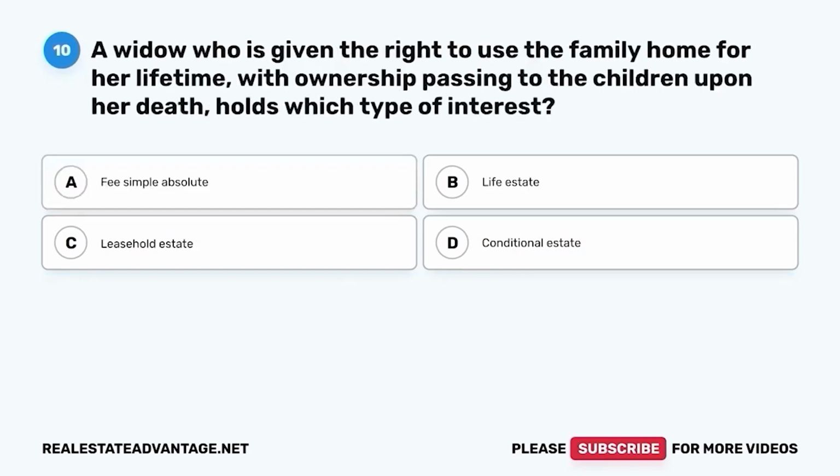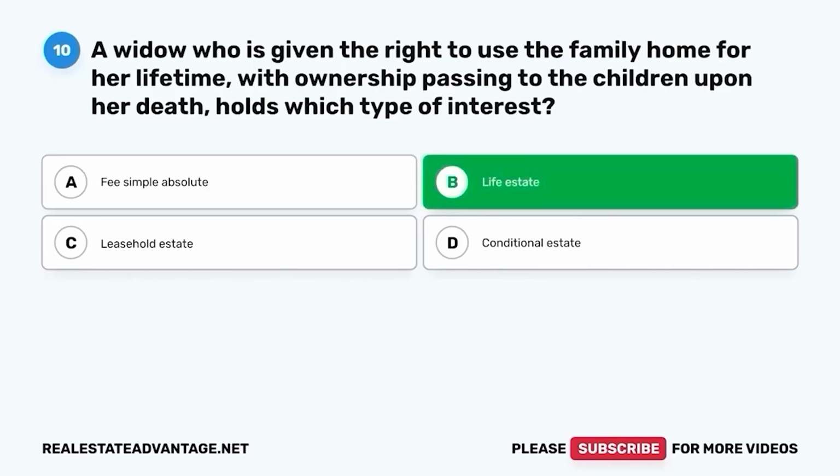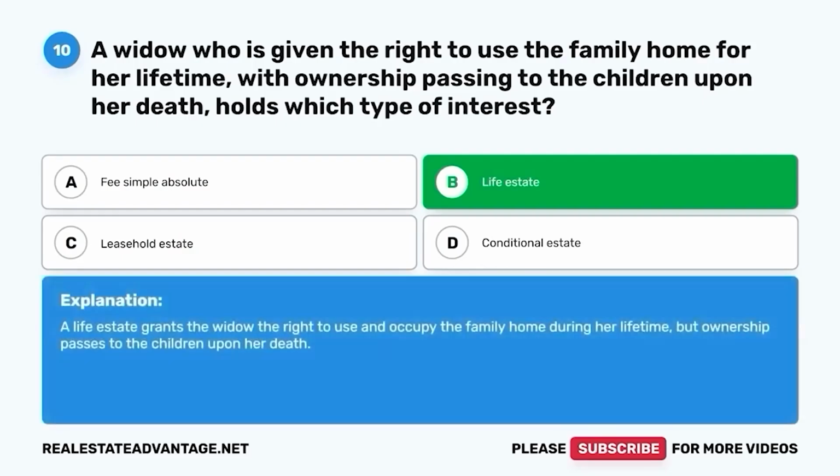Question 10. A widow who is given the right to use the family home for her lifetime, with ownership passing to the children upon her death, holds which type of interest? A. Fee simple absolute. B. Life estate. C. Leasehold estate. D. Conditional estate. The correct answer is B. Life estate. A life estate grants the widow the right to use and occupy the family home during her lifetime, but ownership passes to the children upon her death.